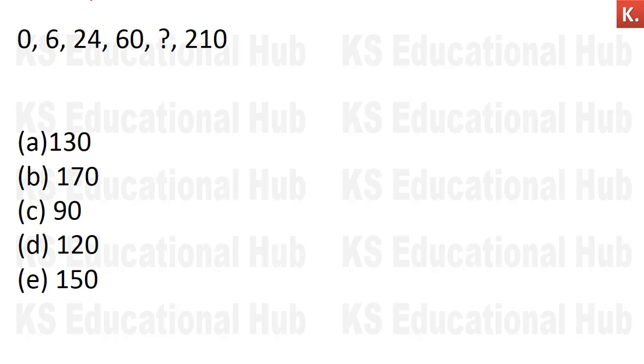So that is why what I'm going to do here is, let's try to take out the differences here. So 0 and 6, the difference here is 6. So 24 minus 6 is equal to how much? It is 18, right? So 60 minus 24 is equal to 36. So 6 into 3 is 18. 18 into 2 is 36. The next one is 36 into 1, 36 has to be taken.